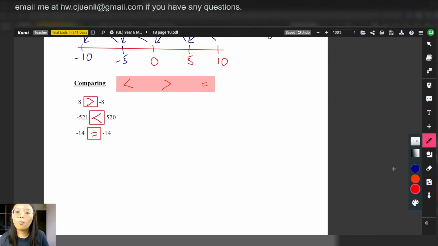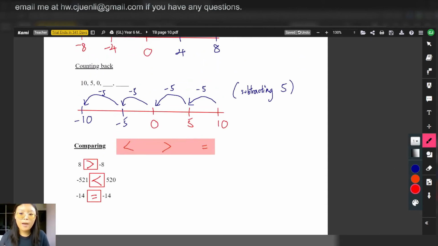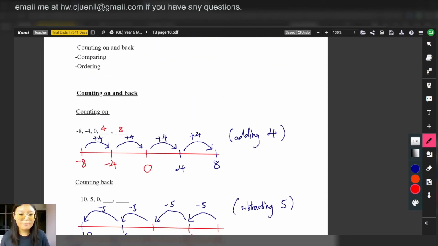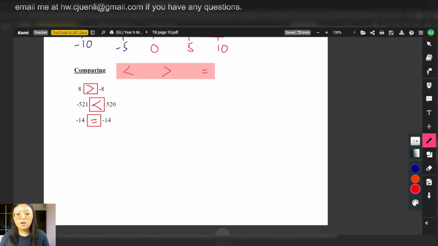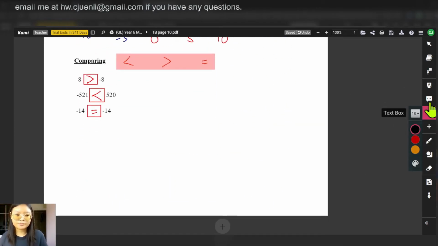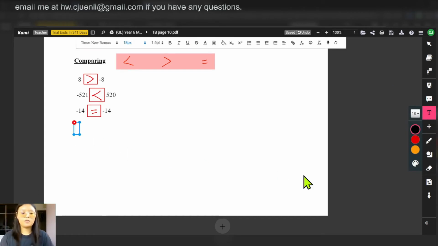Now, one other thing, other than comparing and also counting on and back, we are also going to look at ordering. So let us look over here at ordering. With ordering, you have the smallest to biggest, or the smallest to largest, or even from the largest to smallest. So in this case, let me just give you a random set of numbers, and we're going to try to reorder and rearrange it.